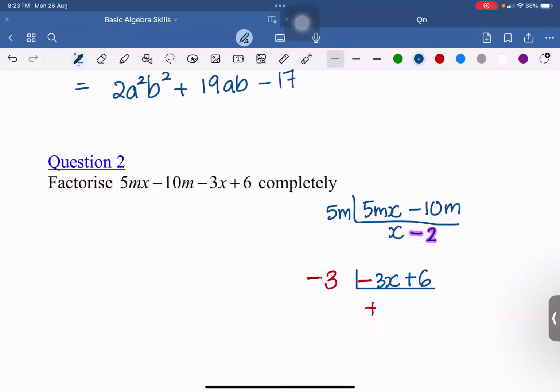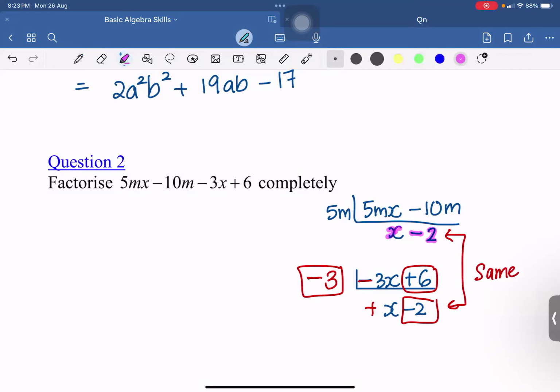X plus 2, X minus 2. Then 6 divided by negative 3 becomes negative 2. You must make sure these two over here are the same. If this is going to be the same, what is the bracket that is repeated? What is the term that is repeated? The x minus 2 is the one that's repeated, right? So that's going to be your common factor.